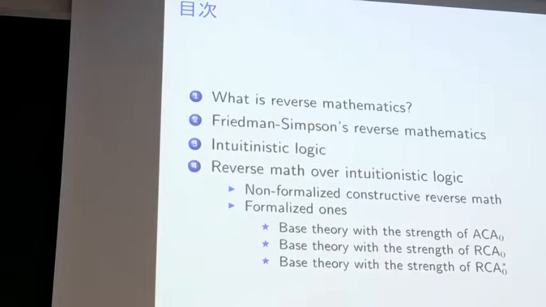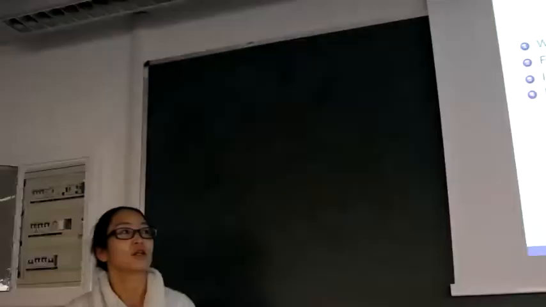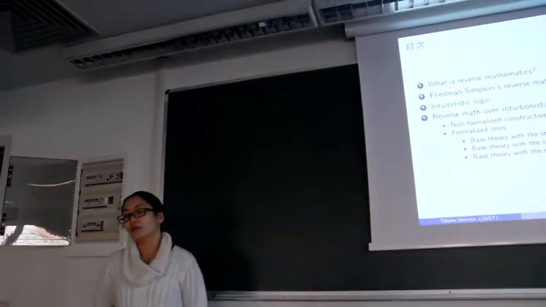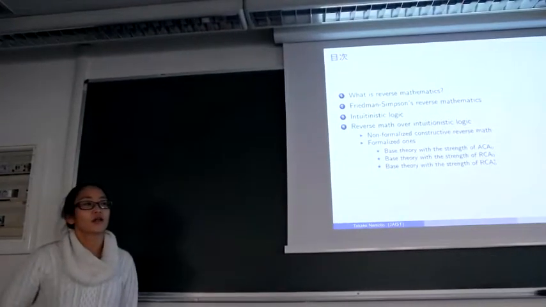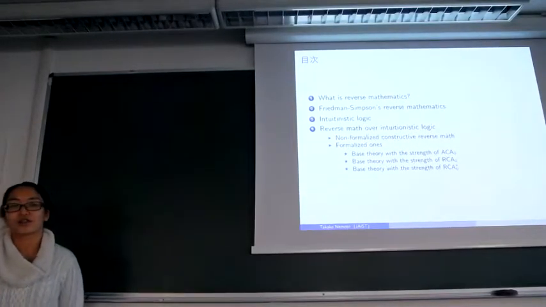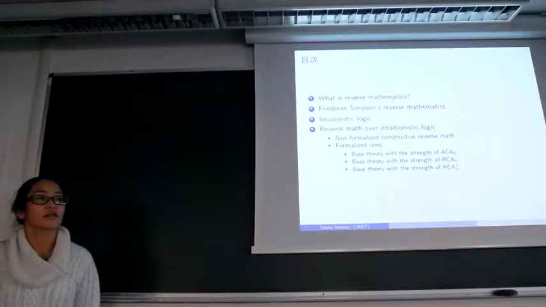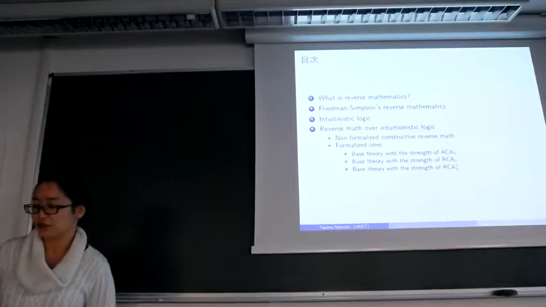So, the first thing, the content. First, I'll talk about what reverse mathematics is. The most famous reverse mathematics is Friedman and Simpson's reverse mathematics, which is done over classical logic using the language of arithmetic. Then I introduce intuitionistic logic and reverse mathematics. In the abstract, I wrote several things about constructive reverse mathematics, in particular the one done over higher order arithmetic and the one done over first order arithmetic, but I found it too much for a one hour talk. So I focused on the systems of reverse mathematics with a second order language, the language of second order arithmetic.